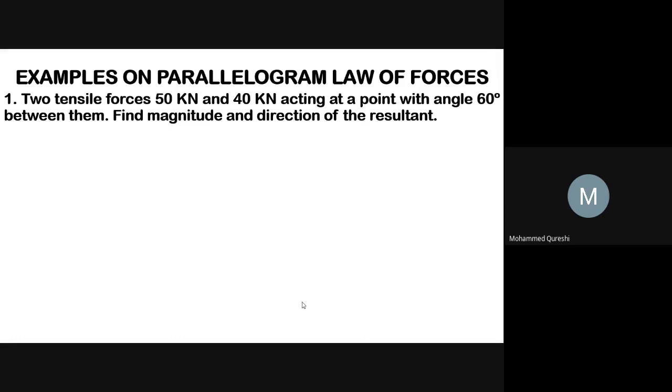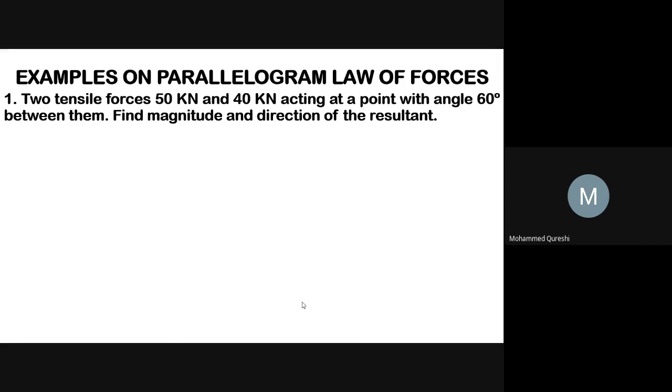One is tensile force and the other one is compressive force. Here it is given that two tensile forces, meaning both forces are acting away from the point, or both forces are acting away from the object. So two tensile forces, 50 kilonewton and 40 kilonewton.